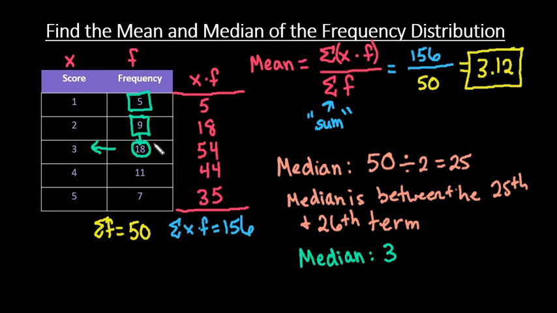Now, if it happened to be where you add up these values and your 25th term was in the 2 and your 26th term was in the 3, so I had a total of 25 here, then I would find the average of 2 and 3 and it would give me 2.5. So if that does happen, that your middle value falls in 2 different scores, then you would just find the median of those 2 scores.